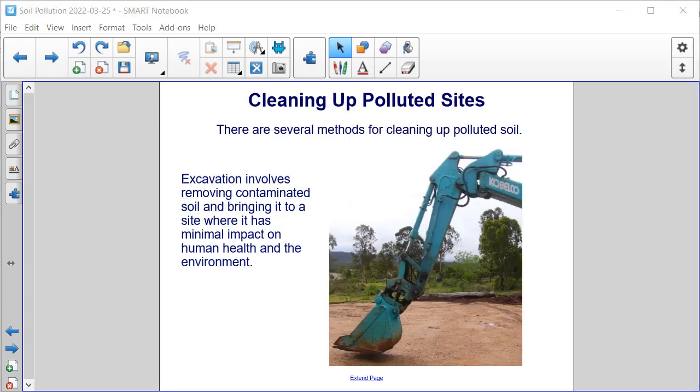Cleaning up polluted sites. There are several methods for cleaning up polluted soil. Excavation involves removing contaminated soil and bringing it to a site where it has minimal impact on human health and the environment.